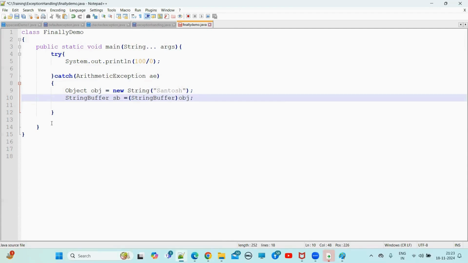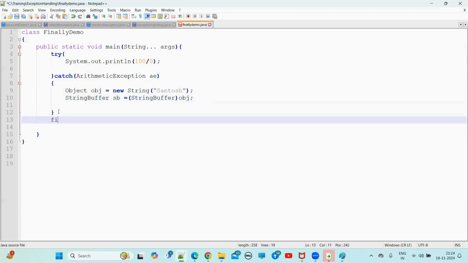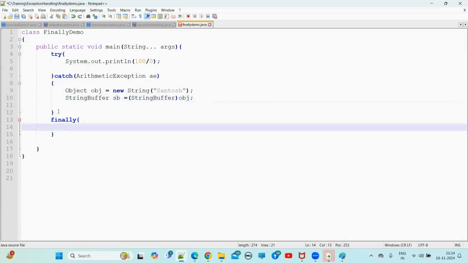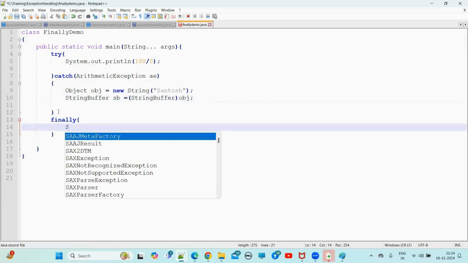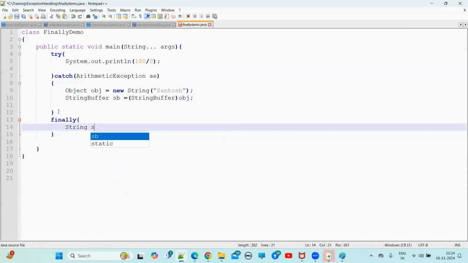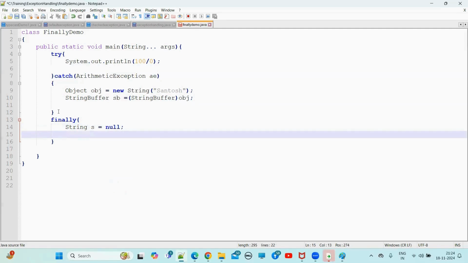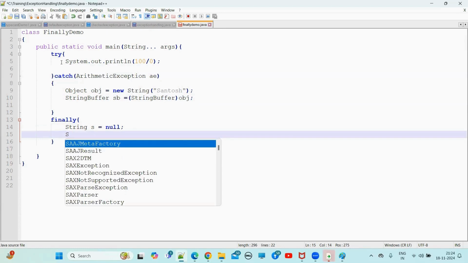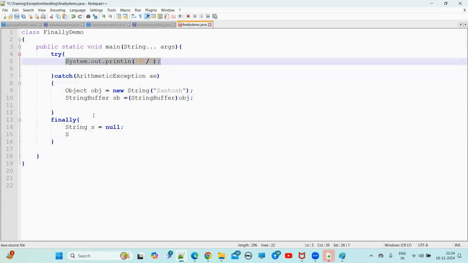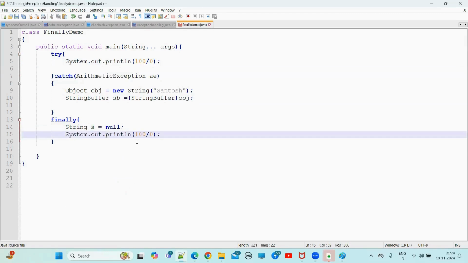Fine. So now the finally block what I'm taking here. In the finally block, String s is equal to null I'm assigning. After that, I'm calling what? s.length method. System.out.println, s.length method.